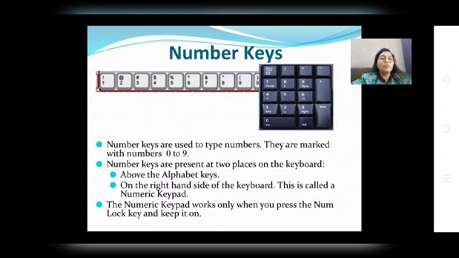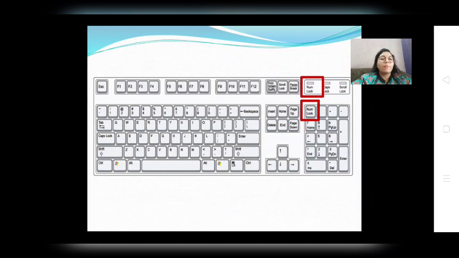When you want to work with the numeric keypad, you have to keep your numlock key on. On the numeric keypad you can see, above the number 7 on the right hand side, the numlock key. Can you see? Above the number 7 there is one numlock key. You have to press it. Once you press, this numlock key will get activated, so you can use this numeric keypad. When you press the numlock key once again, it will turn off. At that time you cannot use this numeric keypad.